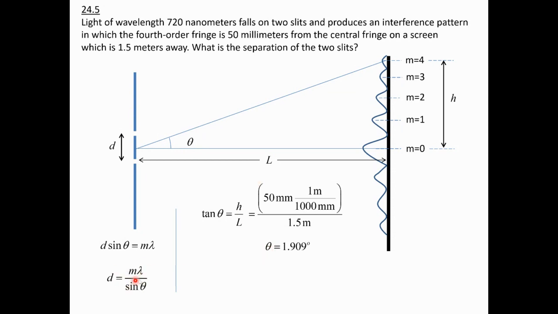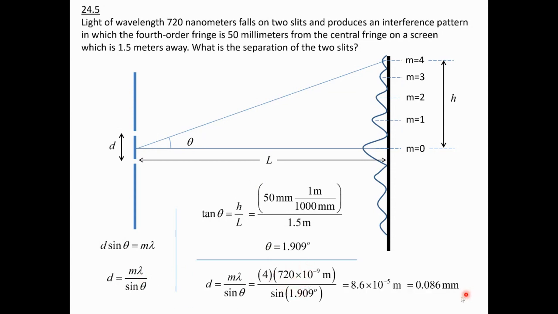Now that we have that angle, we can plug it into that formula to get the slit separation. There it is, plug in the numbers, and your answer is 0.086 millimeters. So these two slits are really, really, really close together.